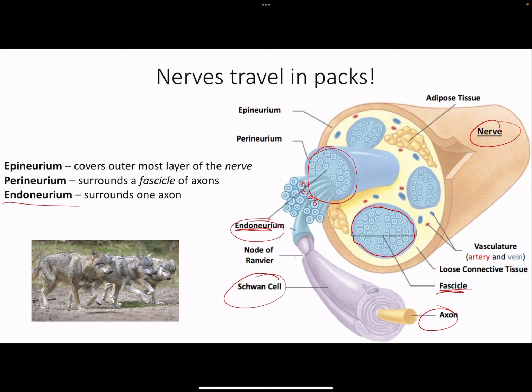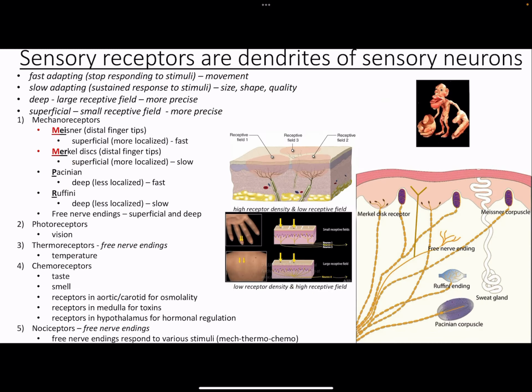Wrapped around this fascicle here is the perineurium. So perineurium is going to be right there. And now we'll have a little bit of fat, a little bit of vasculature. But again, we have a couple of fascicles together wrapped in what we call a nerve. And on the outside of this nerve is the epi, as in outside of the nerve.